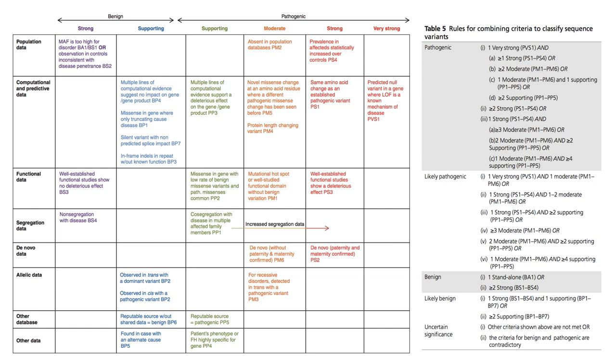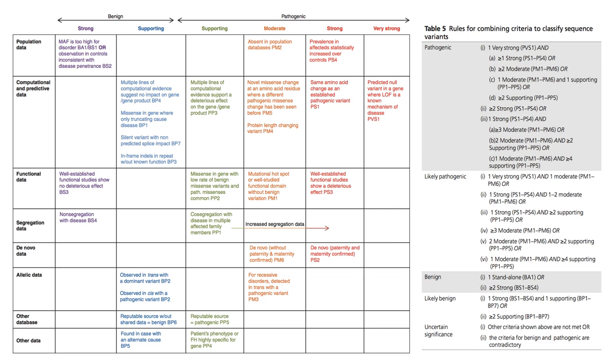This figure provides a visual of the different criteria outlined as part of this guideline and how they are grouped into different types of evidence. Evidence is categorized by strength, which is identified by color. The table to the right shows how different combinations of evidence of different strengths are used to determine a classification.